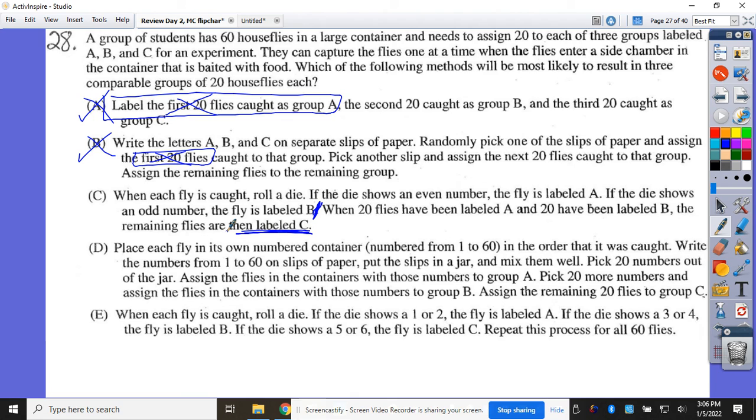Skip to E. When each fly is caught, roll a die. If the die shows a 1 or a 2, it's A. A 3 or 4, it's B. 5 or 6, it's C. We just talked about this. Is that good? No. Why? Because you can end up with 1 in 20.